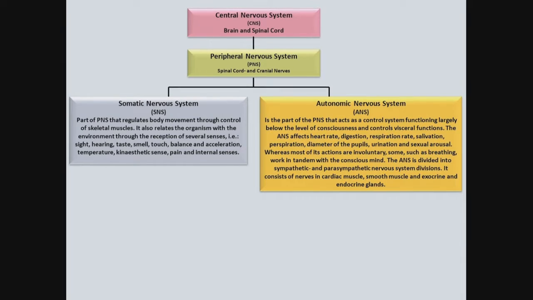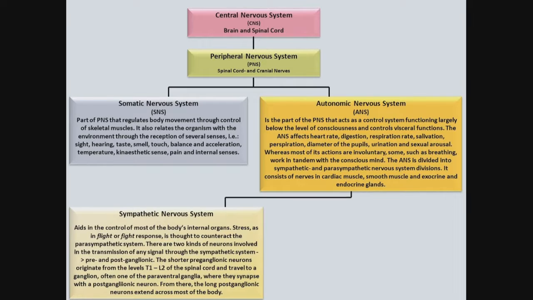The ANS is divided into sympathetic and parasympathetic nervous system divisions. It consists of nerves in cardiac muscle, smooth muscle, and exocrine and endocrine glands. The sympathetic nervous system aids in the control of most of the body's internal organs. Stress, as in flight or fight response, is thought to counteract the parasympathetic system.